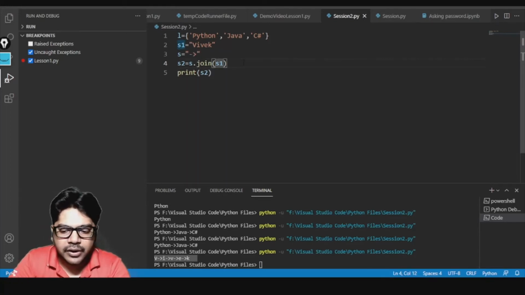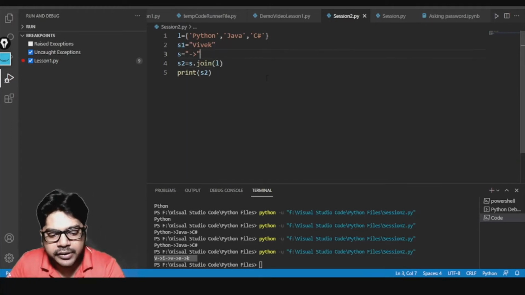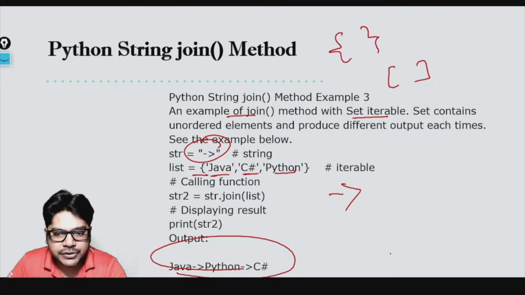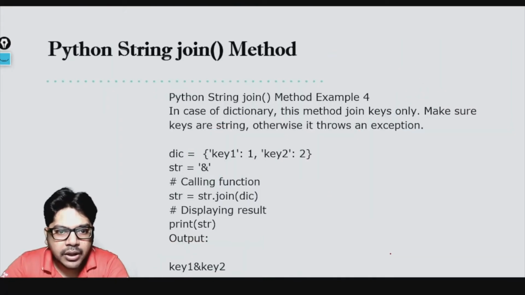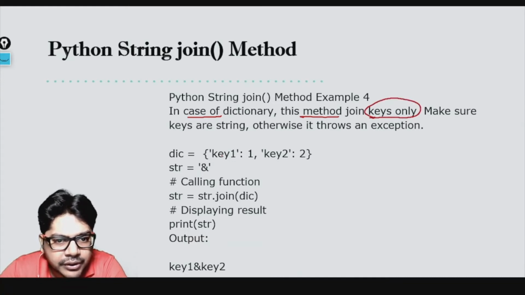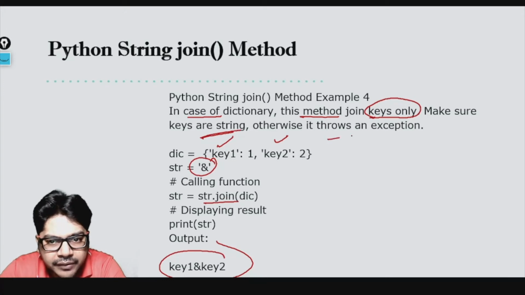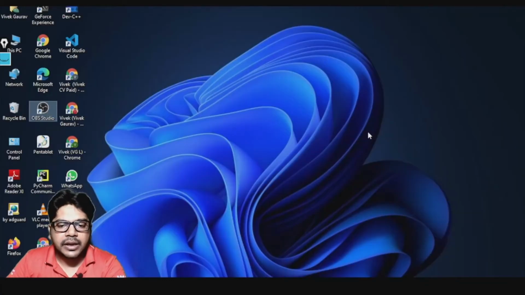Okay, so this is how your join function works, and it is a very important function. Okay, it is a very important function which is going to help you a lot. Now another one for dictionary. In case of dictionary, this method joins keys only. So it is not going to join the value, it is going to join the key only, key 1, key 2, and if you are joining that with a string, so you are going to get key 1 and key 2. So make sure that keys are a string, otherwise it throws an exception. Okay, let us try this out.